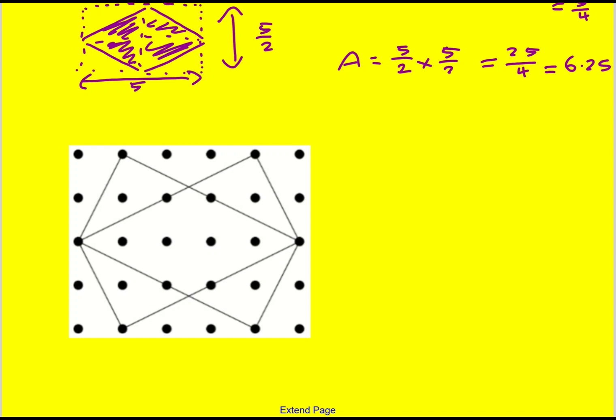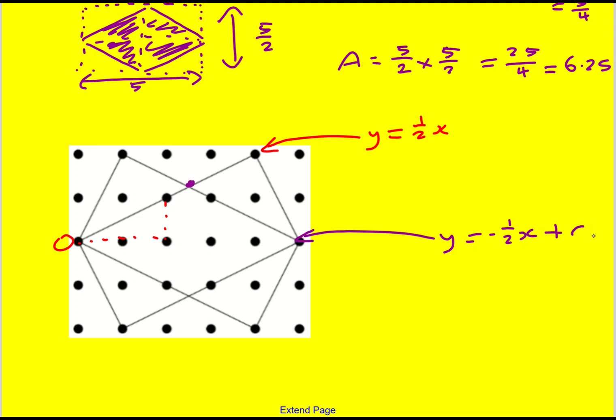So I decided to say, right, I'm going to use straight line graphs here. This is going to be the origin. Then that line is going to be y equals a half x, because I'm going along 2 and up 1, for example. And I'm going to try and find this point of intersection. That's my aim. If I look for this line, I can see that the gradient is going to be minus a half because I'm going along 2 and down 1, plus c. And then it's going through the point 5, 0, for example.